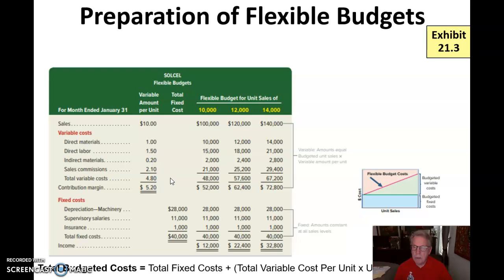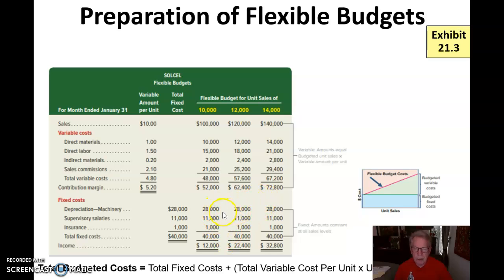So our variable costs are $5.20 per unit. Pretty easy to verify. That's the amount. These amounts are going to be equal to the budgeted unit sales price here. And that's pretty straightforward as to how we calculate that budget. We multiply these volumes times this $10 and get these sales. And we do very much the same thing with the costs.